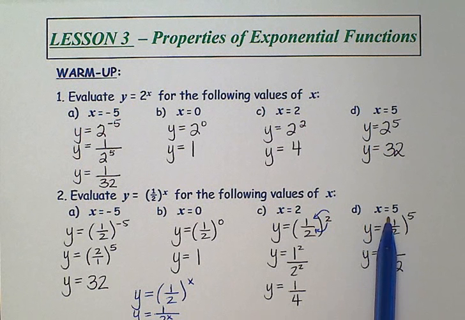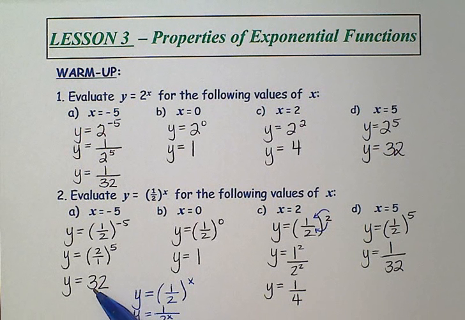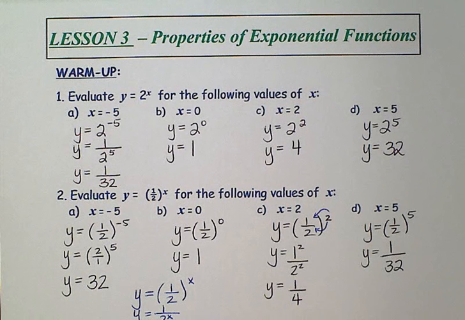Okay? So 1 over 2 to the exponent 5 gives you a really small number versus 1 over 2 to the exponent negative 5, which is the same thing as 2 to the exponent 5, which gives you a much larger value. Okay? So it's the fact that the base is getting larger that makes the actual function get smaller.